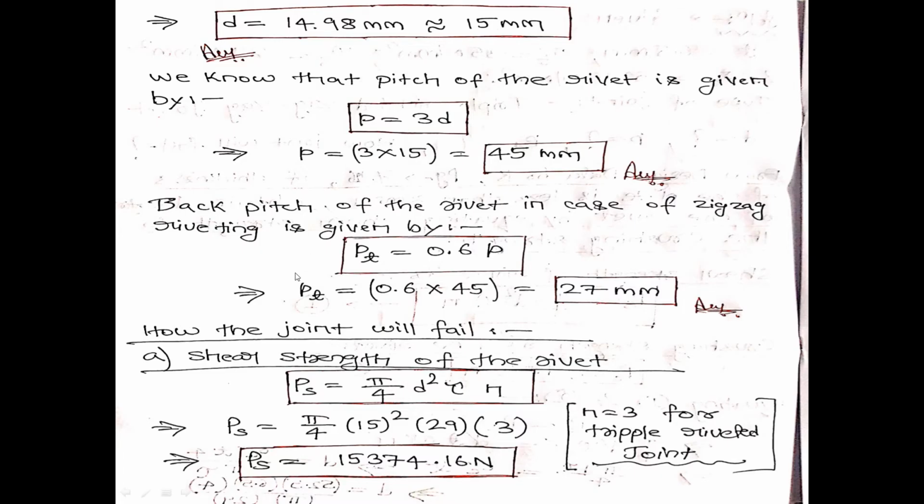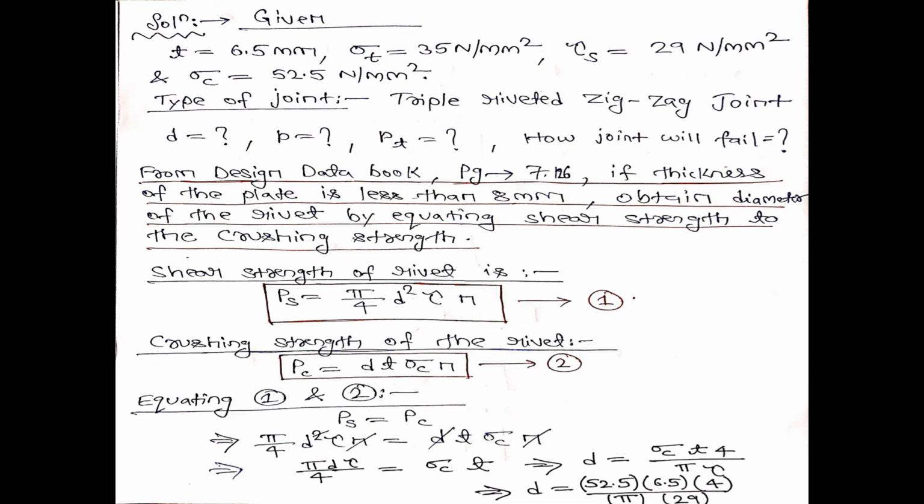सो ध्यान रखना, जब आपको डेटा नहीं दिया हुआ है, क्या दिया है? Only thickness of the plate is given to you. You have to find out the diameter of the rivet. You have to find out the pitch of the rivet. You don't have any specification regarding the rivet. In that case, you have to check the thickness value. If it is less than 8 mm, fine. Then you have to equate PS equal to PC.